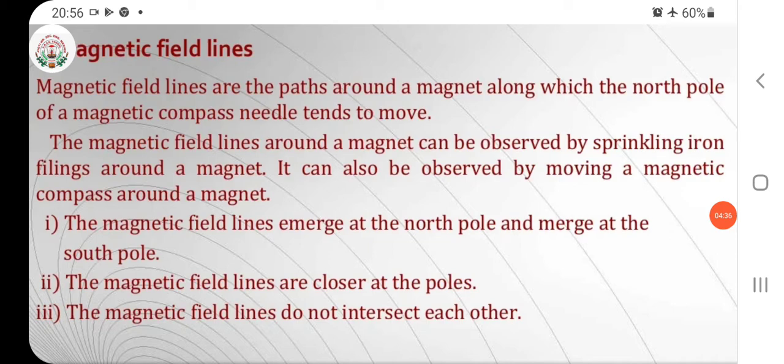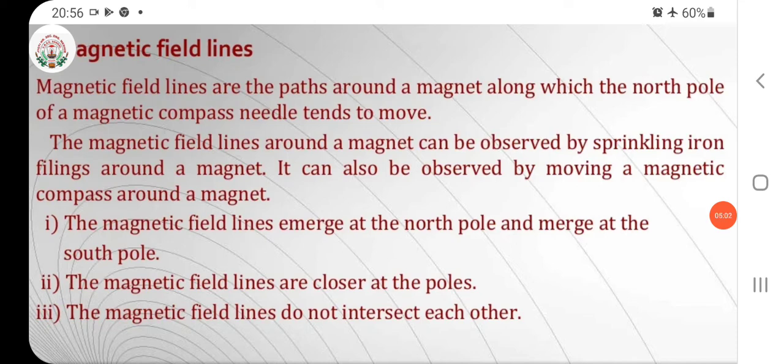What are the properties of magnetic field lines? The magnetic field lines emerge at the north pole and merge at the south pole. It starts from the north pole and ends at the south pole. The magnetic field lines are closer at the poles, and the magnetic field lines do not intersect each other.